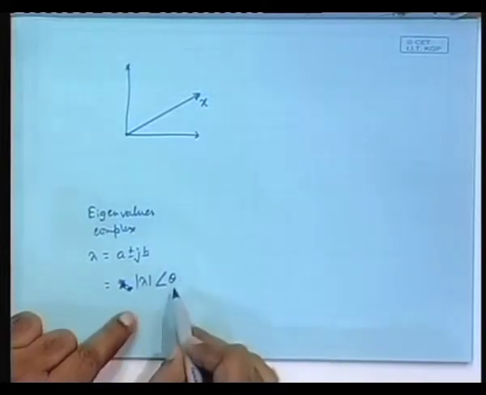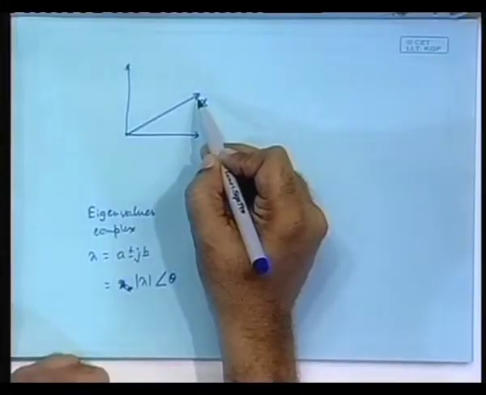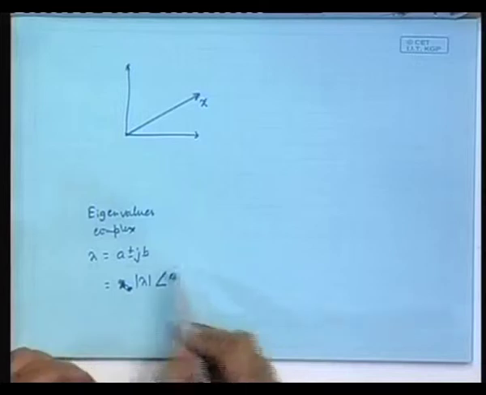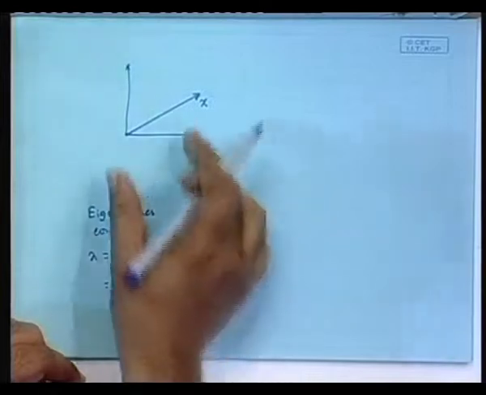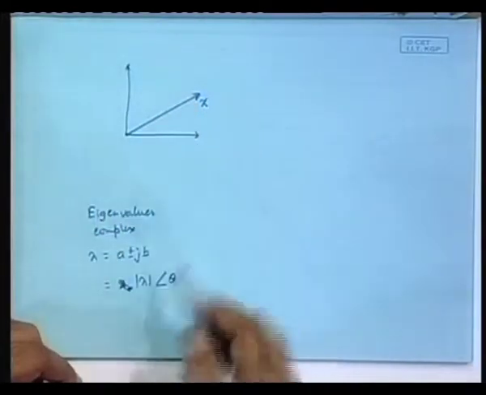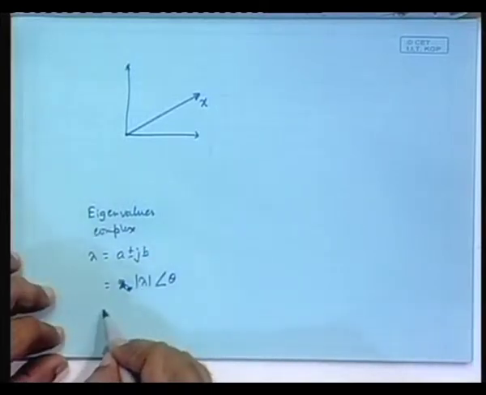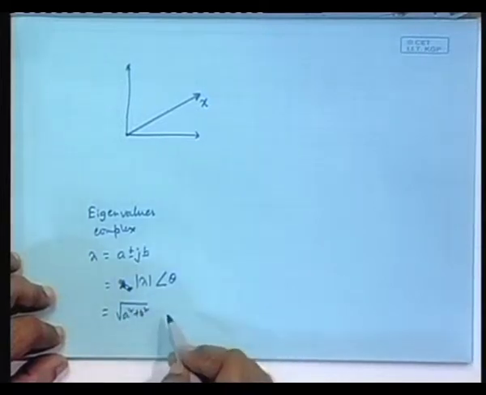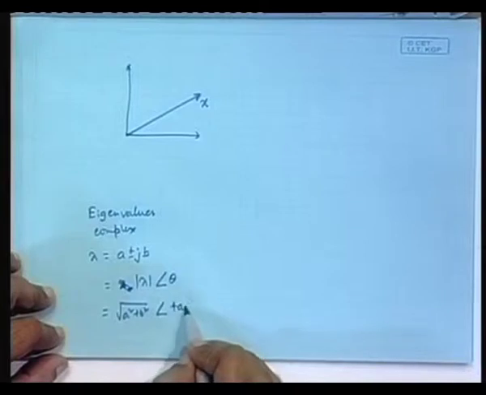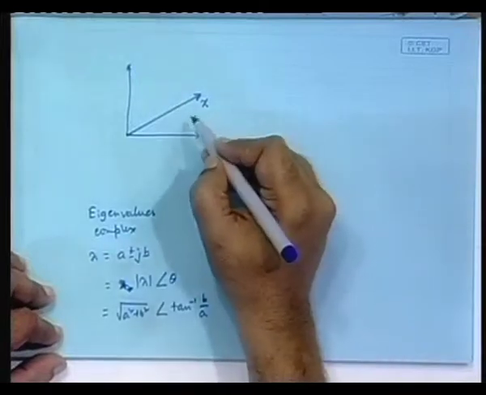So, the moment you write it like this, you recall the ideas you learnt in the first year electrical circuits course. You understand that as a result of the multiplication with this, this vector will be multiplied by the magnitude and it will rotate counterclockwise by the angle theta. Okay. So, what is this lambda? Lambda is the magnitude, and the angle is theta. Okay. So, as a result of this, what will happen?